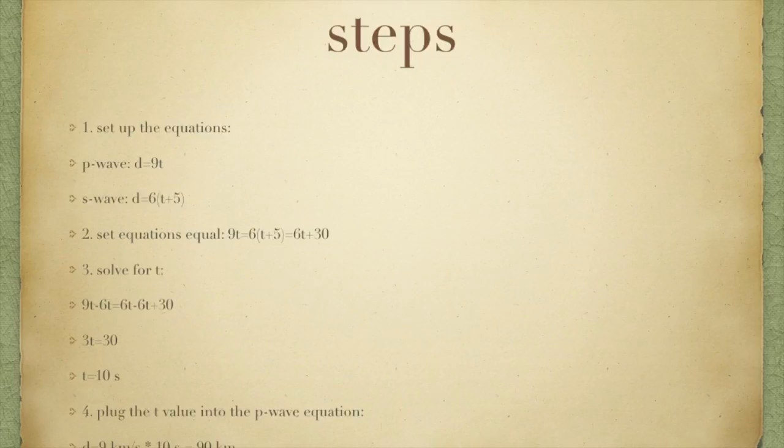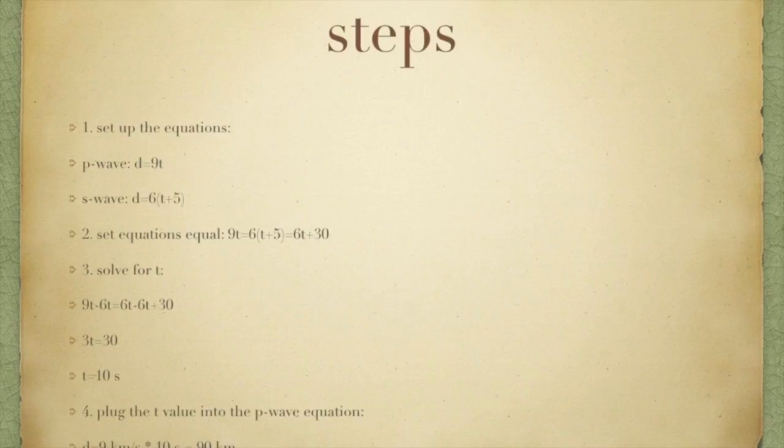Here are the steps. First, set up the equations. P wave, D equals 9t. S wave, D equals 6 times quantity t plus 5, since the S wave takes 5 additional seconds to arrive. Next, set these two equations equal. 9t equals 6 times quantity t plus 5, or 9t equals 6t plus 30.